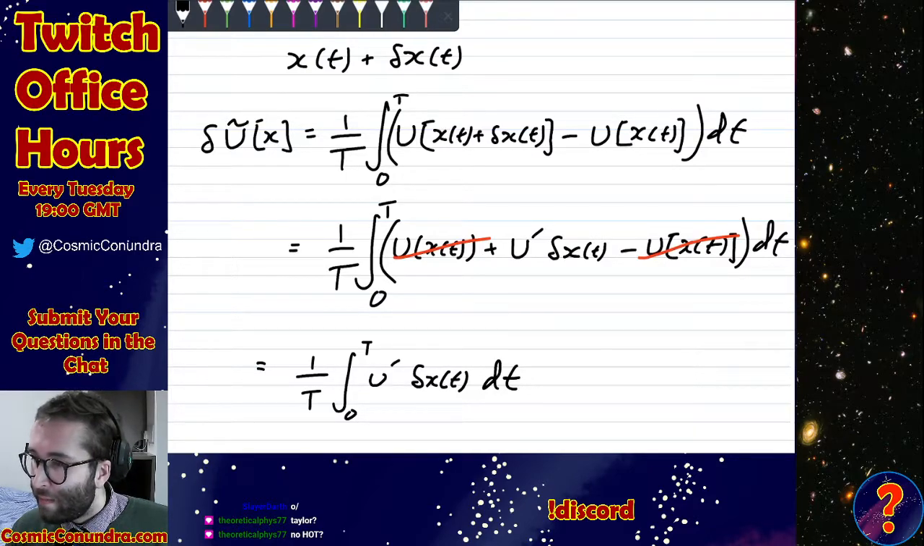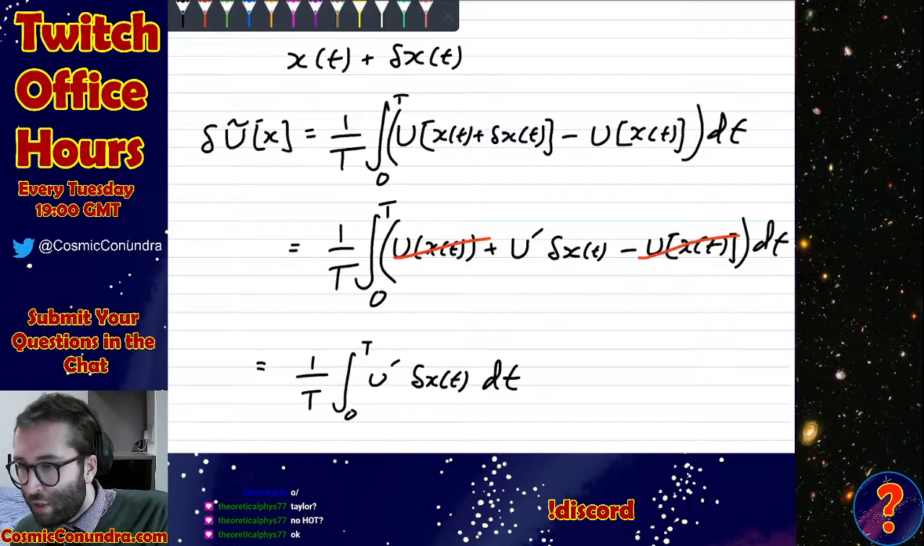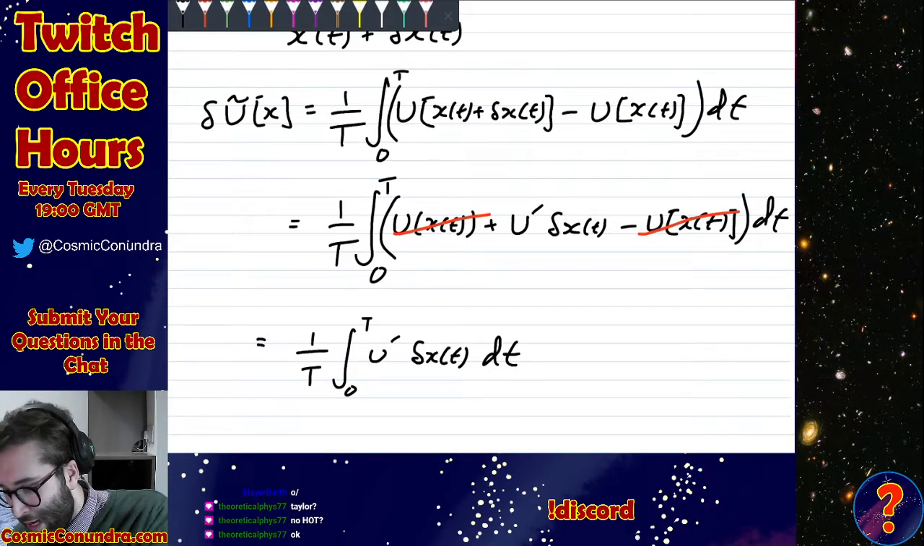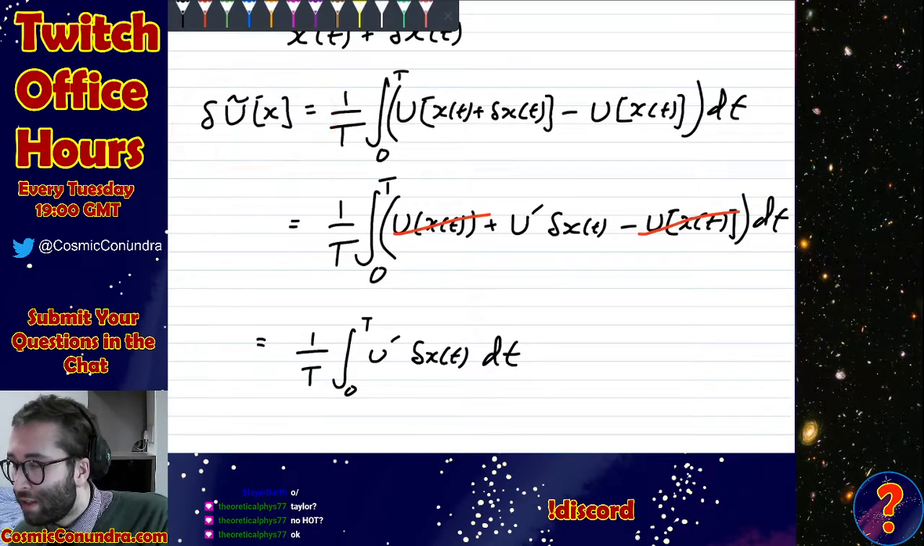The point is that this thing should be stationary. This thing shouldn't change when I induce this wiggle here, when I vary the path by some amount delta x. We only have to think about small deviations from it because it has to be locally stationary, so for delta x being small. So that is our variation. That is how the potential energy changes when we do a wiggle in the path.